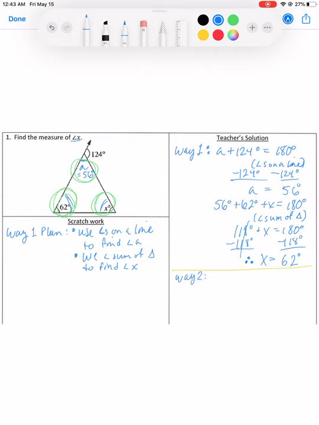Okay. The other property that we have is angle sum of right triangle and exterior angles. And now notice that the way 1 plan has used 2 steps. The way 2 plan will use just 1 step.